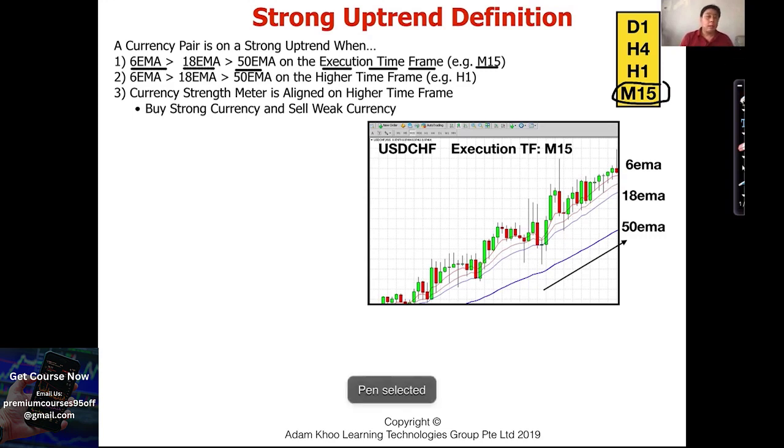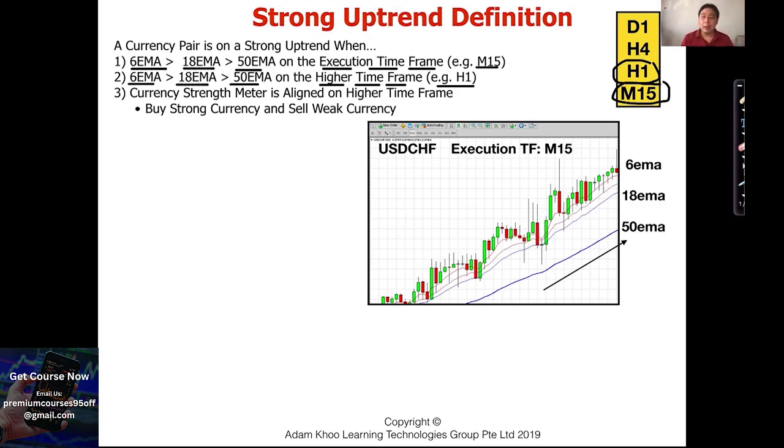Now, at the same time, you want to ensure that on the higher time frame, you also have the same moving averages in sequence. The 6 EMA above the 18, 18 above the 50 on the higher time frame. So again, if you're trading on M15, higher time frame would be H1. There you go. H1 would be the higher time frame. If you're trading on H1, higher time frame would be H4. Trading on H4, higher time frame would be daily candles, right? You get the idea, right?